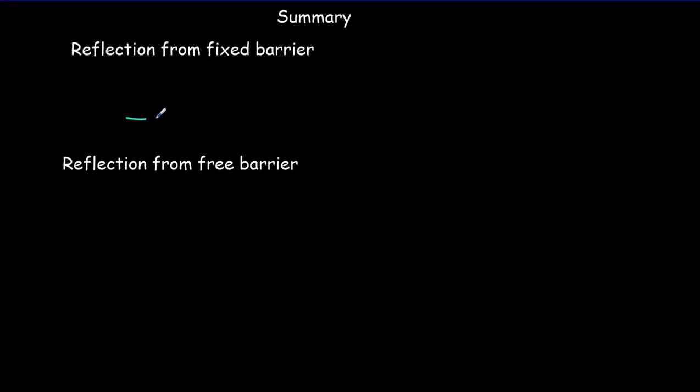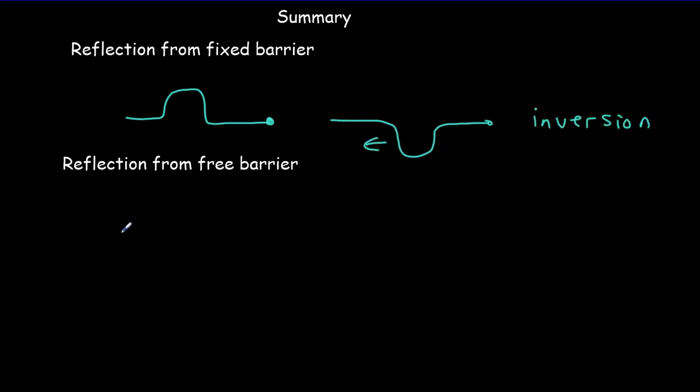So when we send a pulse into a fixed barrier, we get an inversion. But when we send a pulse into a free end, we do not get an inversion.